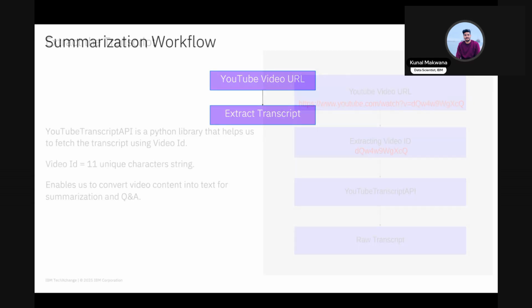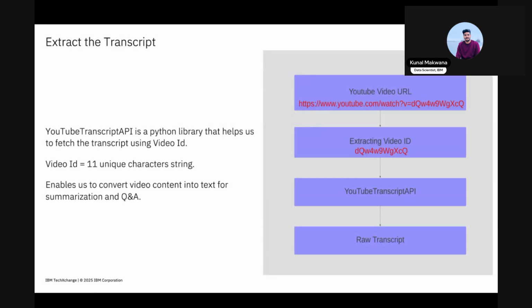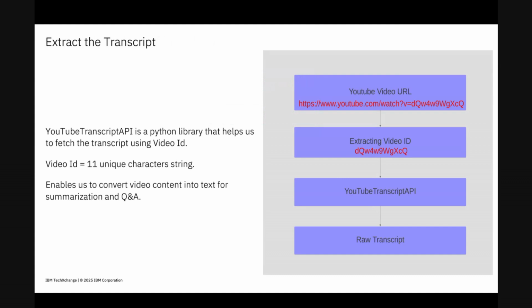The summarization workflow starts by getting the YouTube video URL. Once you get the video URL, you are going to extract the transcript. That means we are going to convert the video to text so that we can use that text with our language model in order to perform a summary, or any kind of task that you want to do. Now let's see how to extract the transcript. In order to do that, we will use the YouTube transcript API, a Python library which will help us to fetch the transcript using the video ID.